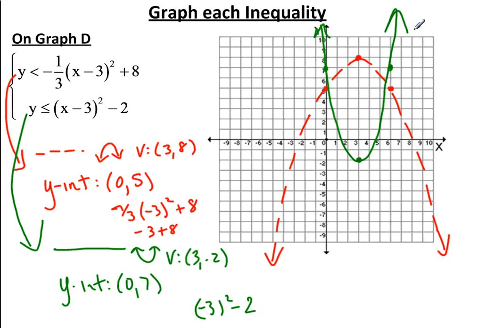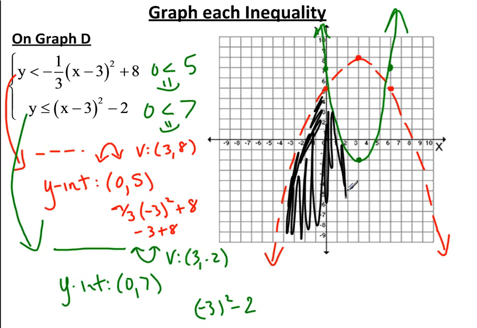And now I want to shade all of the y's that are below or less than this. I could use a test point of (0, 0) for both parabolas because neither of them goes through the point (0, 0). If I put (0, 0) into each of these, I'm going to get: is 0 less than 5, because I know that's the first one, and is 0 less than 7? In both cases, this is true. So I'm going to shade the overlap for both of these, which is where (0, 0) is. So that's all of this area that's below the red, but also below the green.